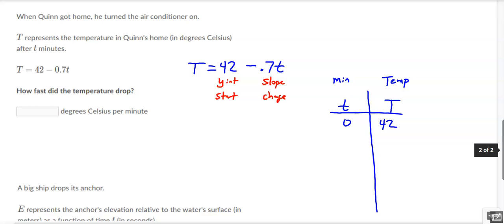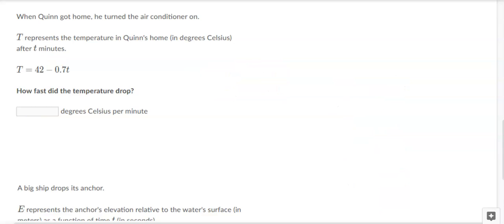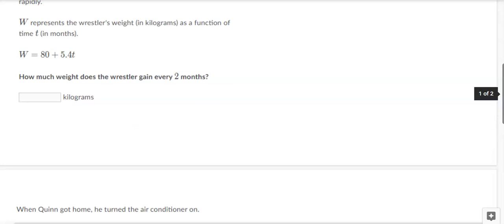But they didn't ask that. They say, how fast did the temperature drop? Well, every single minute, if he turns it on, 1 minute later we've dropped 0.7. So now we're going to be at 41.3. After 2 minutes, we would drop another 0.7. 3 minutes, we would drop another 0.7. So it looks like we're dropping 0.7 degrees per minute. They're basically on these questions just trying to see if you know what these two numbers represent or mean. I would use a table to help you out. Last one.